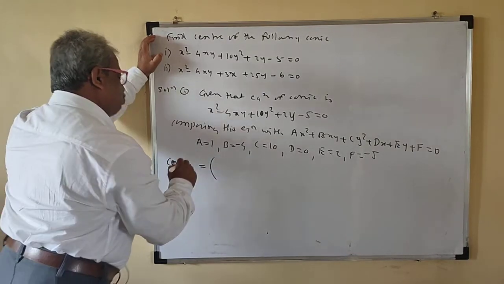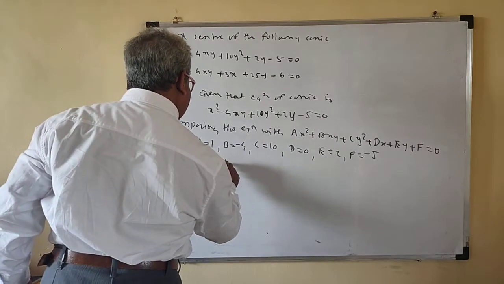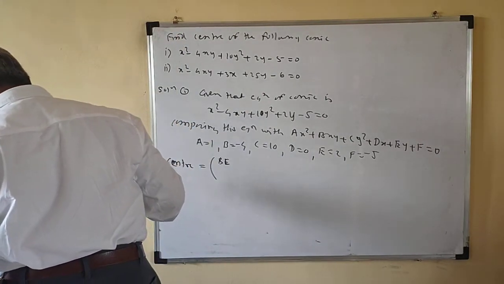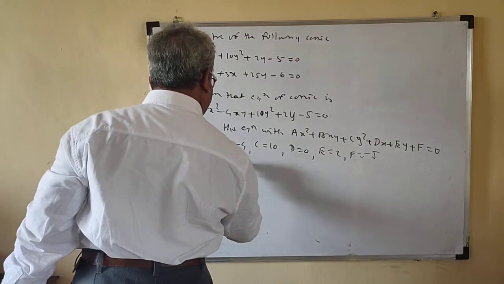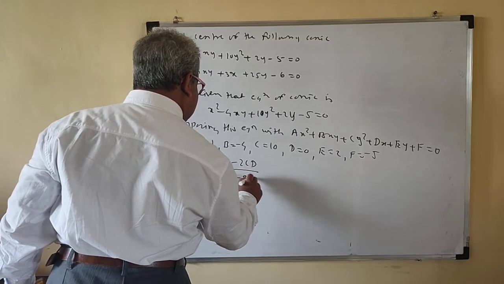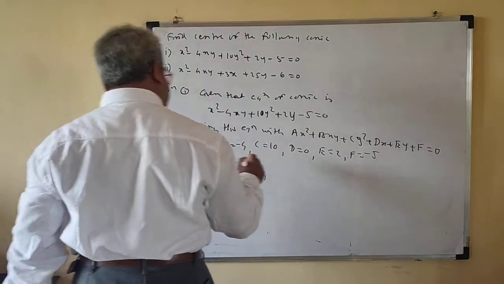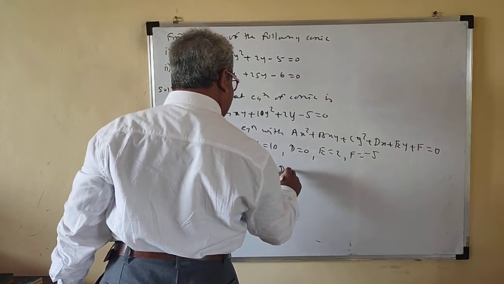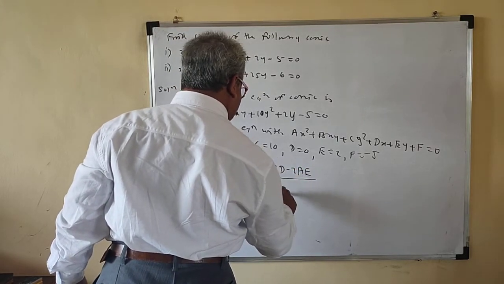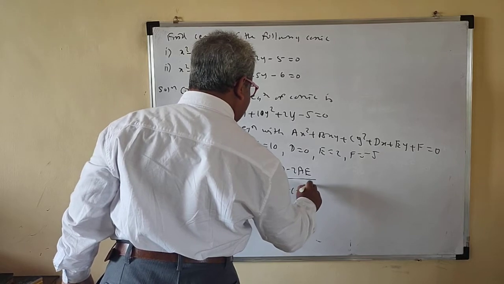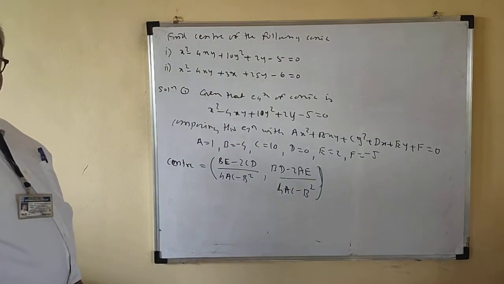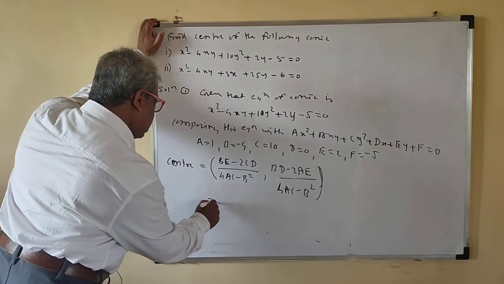Now the center is equal to, you have to write the formula. BE minus 2CD upon this denominator, which is the same, 4AC minus B square, and BD minus twice AE. You should remember this formula. I will tell you how to check the answer, so you can check whether your answer is correct or not. So directly I put here.